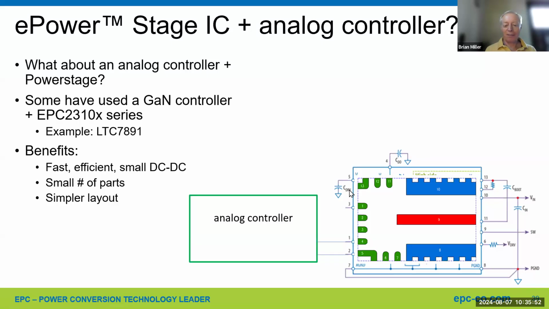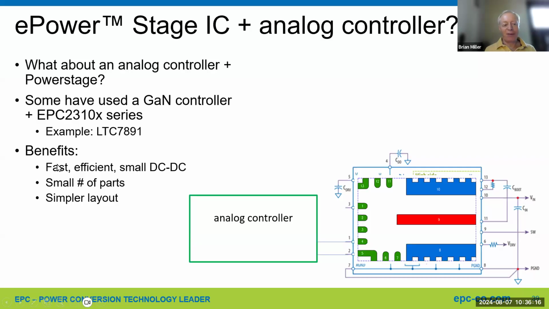But in either case, having an analog controller and some lines coming out going into the power stage, and then out to the inductor and output capacitor. This is the input capacitor, output capacitor. And this can work for either buck or boost with those kinds of controllers.